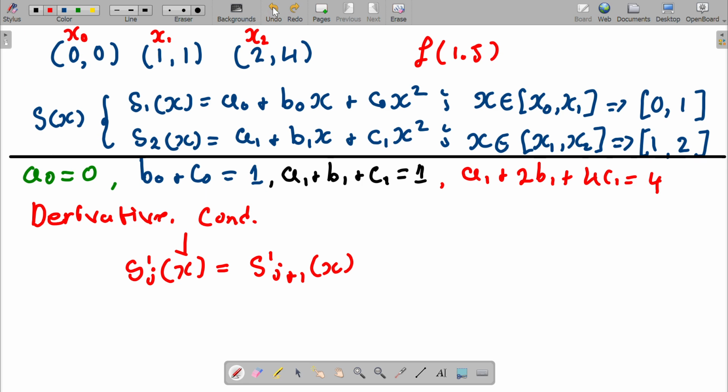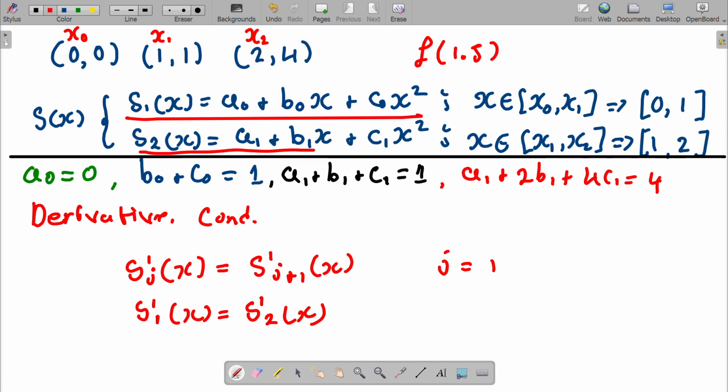So what's different about this? Here the condition that I'm going to put for j is that your j should start from what? Should start from 1, and that is because of what I have here. So it simply means here your s prime of 1 of x should be equal to your s prime of j plus 1, which is 2, of x. So it simply means the derivative of this is supposed to be equal to the derivative of that, and that is evaluated at the interior point, which is 1 there.